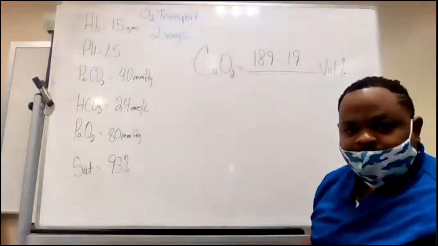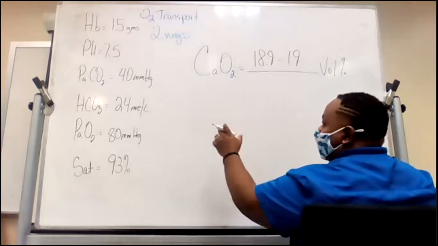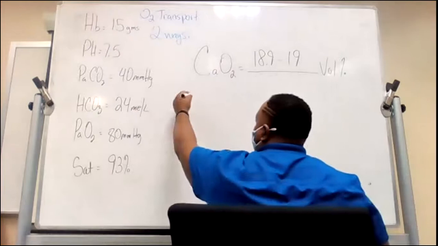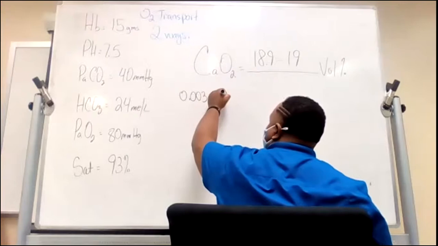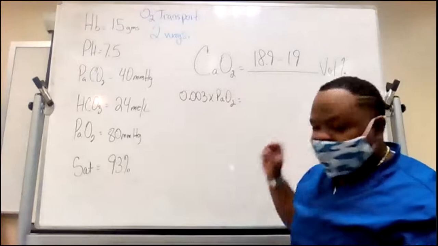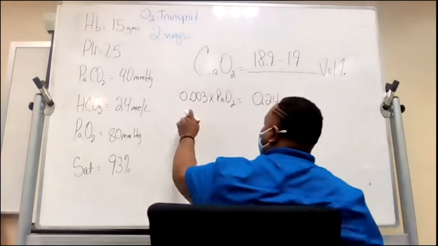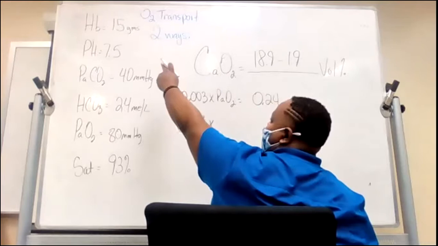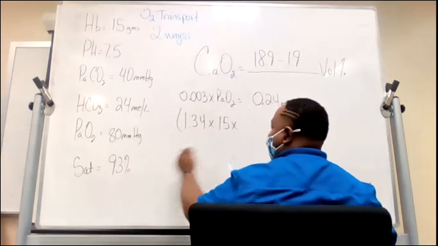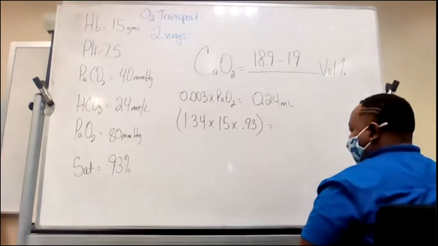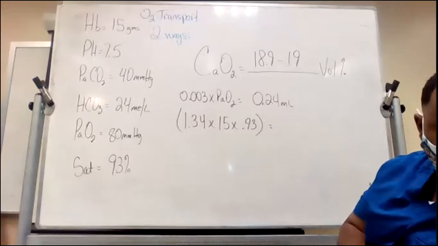Okay. So let's look at it. Stephanie, to find total, we have to add dissolved plus combined. So dissolved is 0.003 times the PaO2. Stephanie, what do you get when you do the dissolved? 0.24. 0.24, good. 0.24 mLs. To get combined, we do 1.34 times the hemoglobin, which is 15 in this case, times the sat, which is 0.93. What do you get when you do that, Stephanie?